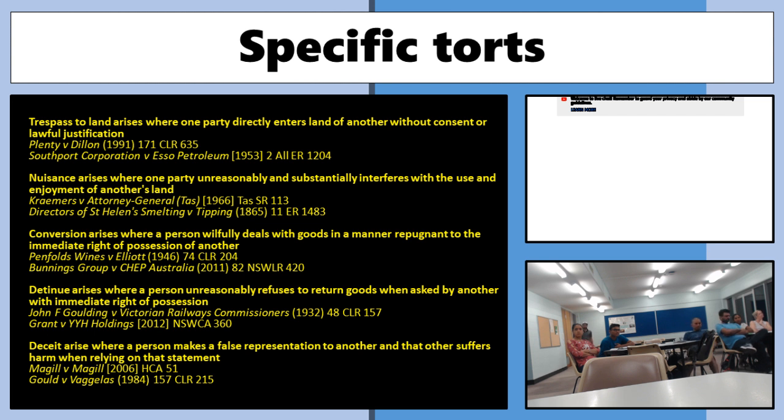What else is there? Conversion. Conversion is, again, trespass to goods. It's when a person willfully, which is not the same as intent, deals with goods in a manner repugnant to the immediate right of possession of another. This is really technical language. This is the tort you use if somebody gets your stuff and does something to it that you don't want. That includes breaking it, moving it, twisting it, relocating it, repainting it, all of the things that you'd want to seek compensation for in relation to goods that you have the right of possession to. Not strictly speaking the owner, it's the person with the right to possession.